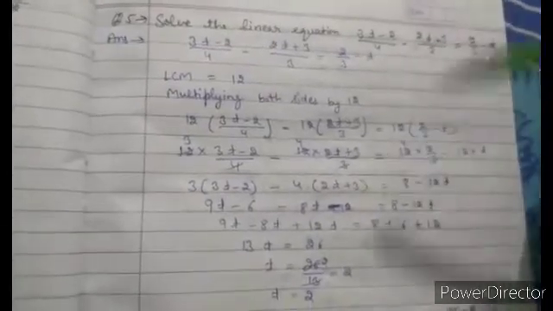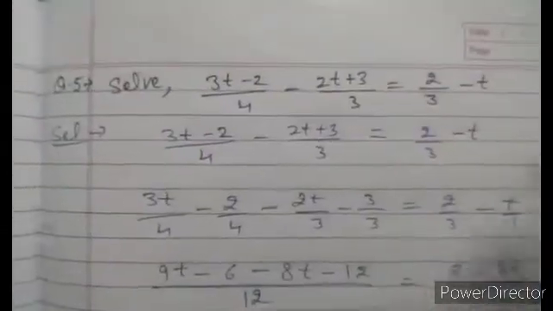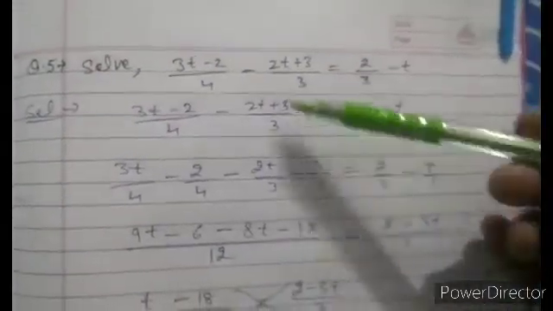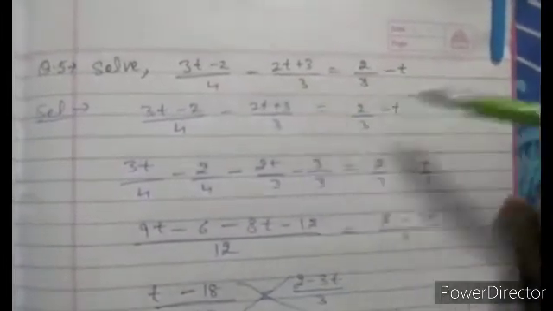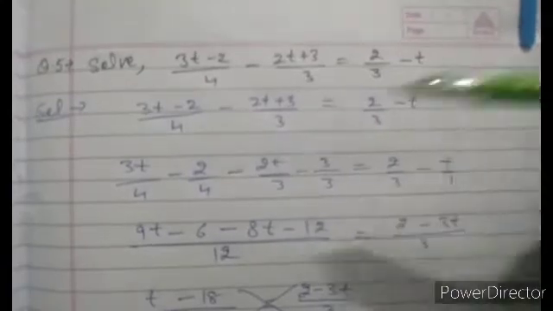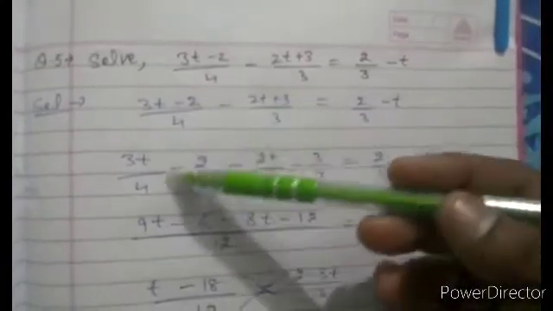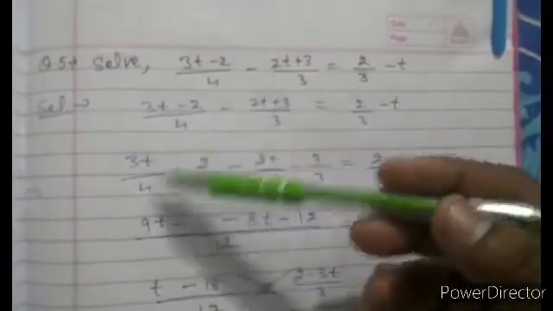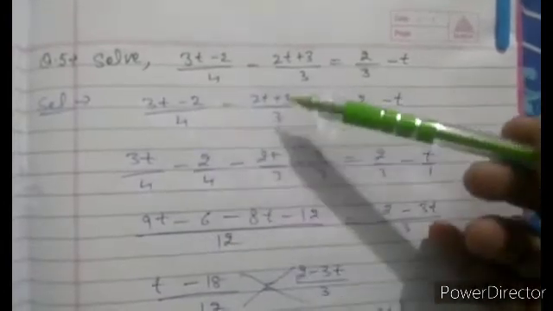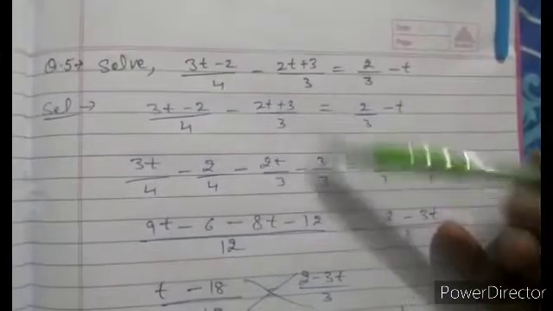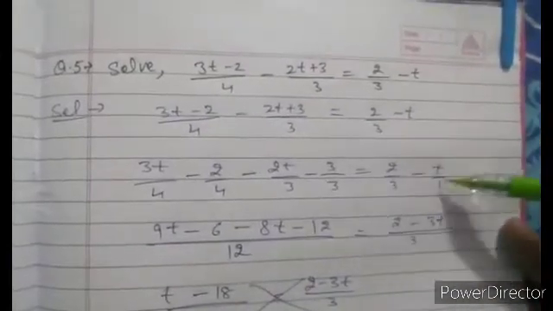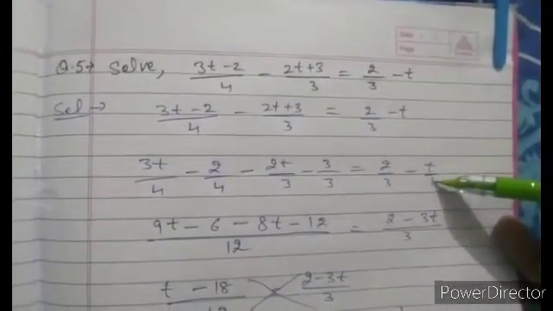Now let's see the second method. This is the second method of question 5. This is the equation given to us. Now we can write this equation separately. We can write 3t upon 4 minus 2 upon 4 minus 2t upon 3, minus and plus will be minus 3 upon 3. Where there is no denominator, we can consider it 1.